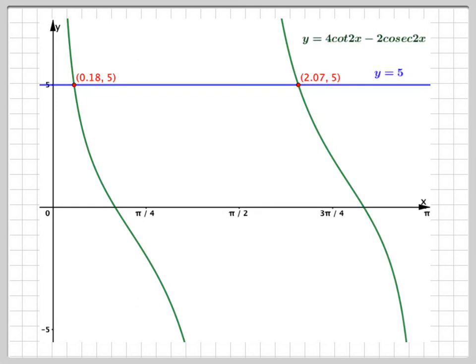Now if we wanted to see that graphically, the green graph here is 4 cot 2x minus 2 cosec 2x, and this is the graph y is equal to 5. We had to solve that equal to 5, and we can see where we get the two values, 0.18 and 2.07. So this has been a video to show you how to use R cos(theta plus alpha), and then rearrange an equation into R cos format, and then be able to solve it. I hope you've understood, and I thank you very much for watching.